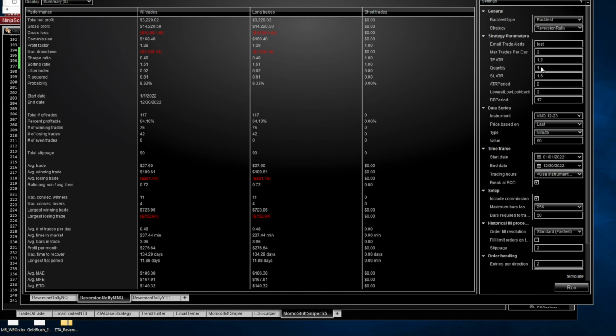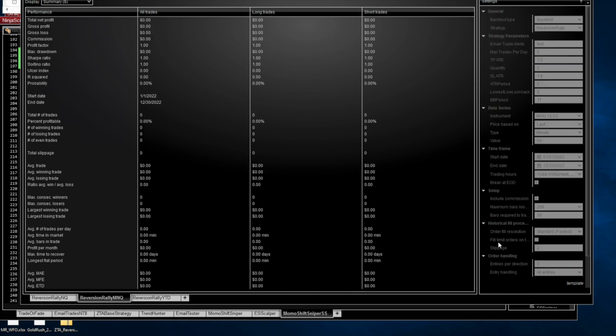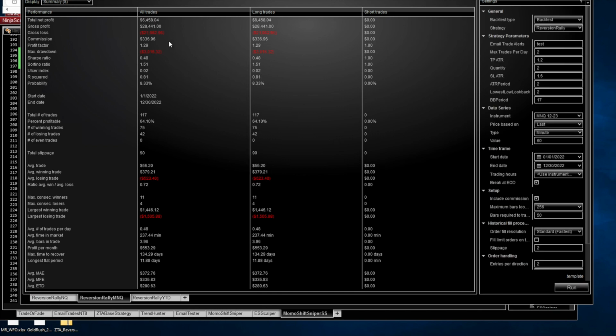If you're going to trade this strategy on micros, it might make more sense to increase the quantity to two or three. So let's see actually if we change the quantity to two, what happens? We can see that the net profit doubles for each contract you add, right? As expected. Beautiful.